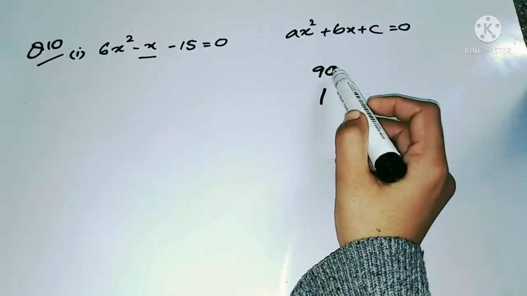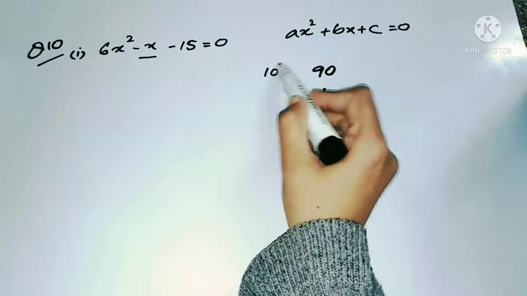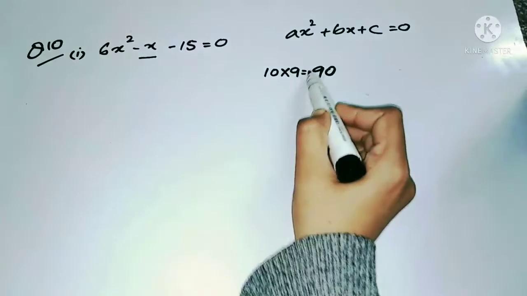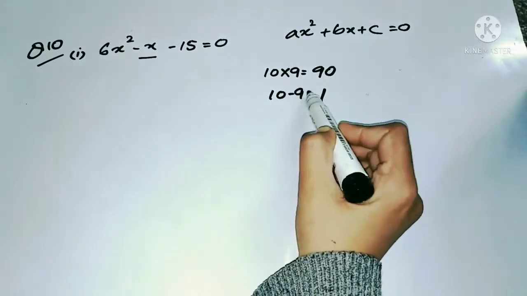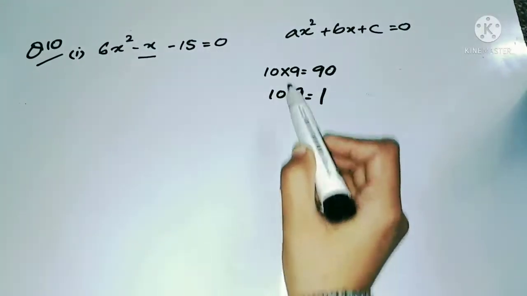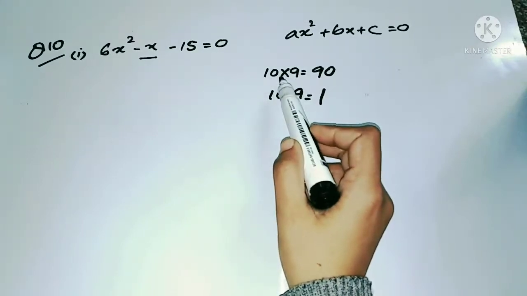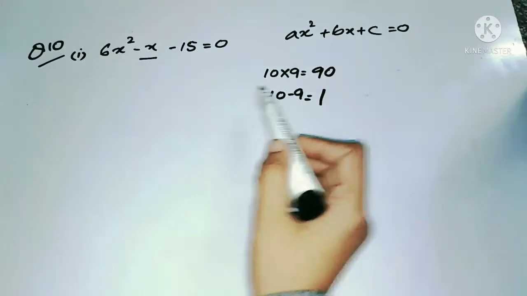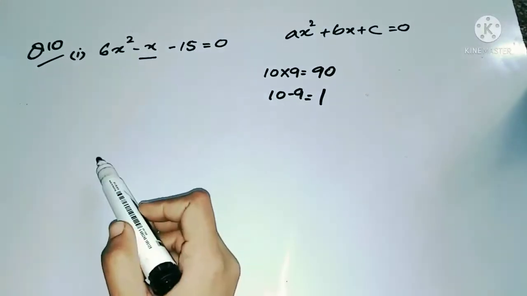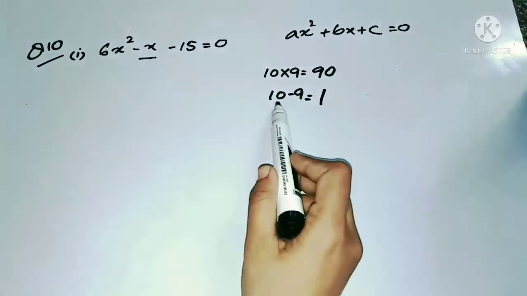So students, here you can see that this is 90. So when you multiply 10 with 9, you will get 90, and when you will subtract 9 from 10, you will get 1. So it means that we can take these two factors, which are 10 and 9. Now what you need to do is you have to write down the first and the last term as they are. In the place of the midterm, you have to write down these two factors.